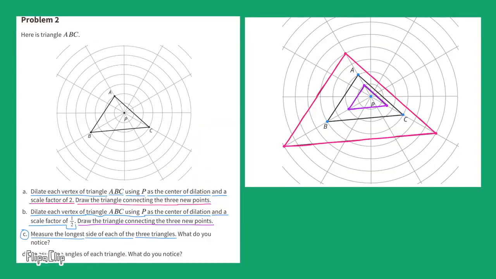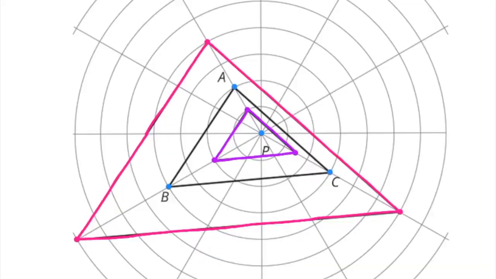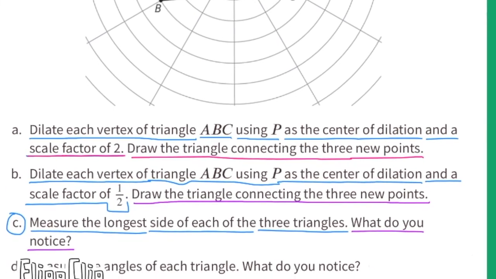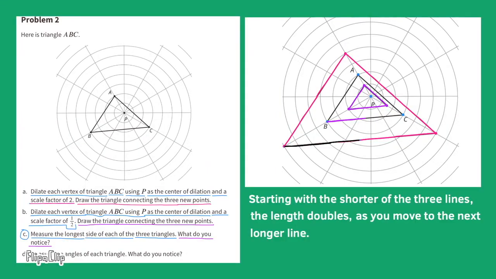Measure the longest side of each of the three triangles. You could do the comparison with a ruler, however, I'm just going to drop the length down to the length below it and compare it. And I notice when I do that, the length doubles as you move to the next longer line. What do you notice? Starting with the shorter of the three lines, the length doubles as you move to the next longer line.